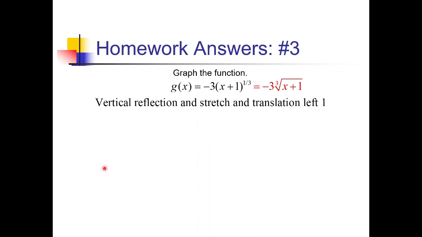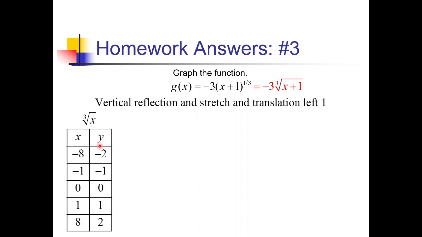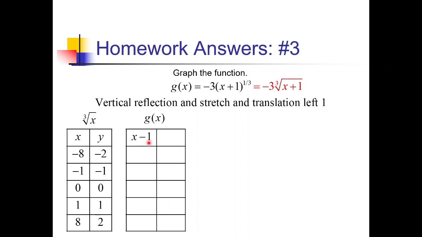All right, so let's do our parent table. It's just the cube root function. So we have -8, -2, -1, -1, 0, 0, 1, 1, and 8, 2. For the g function, since we're going 1 to the left, that's going to be x - 1 for that new rule. For the y values, we're going to be multiplying those by -3.